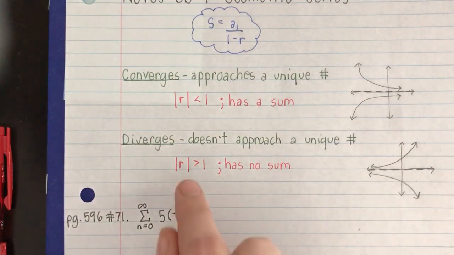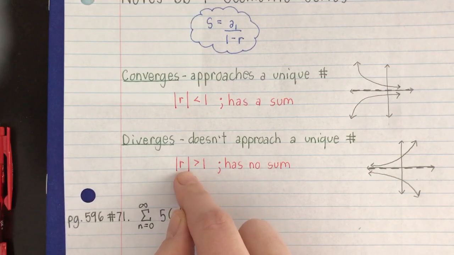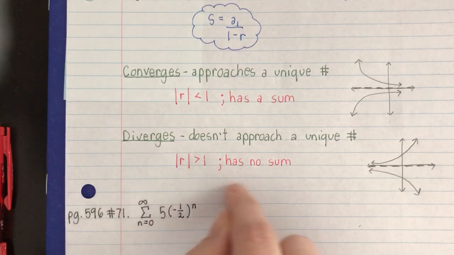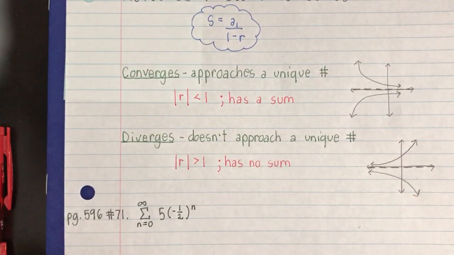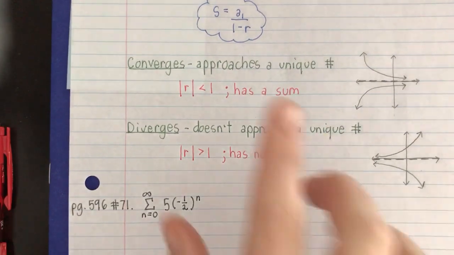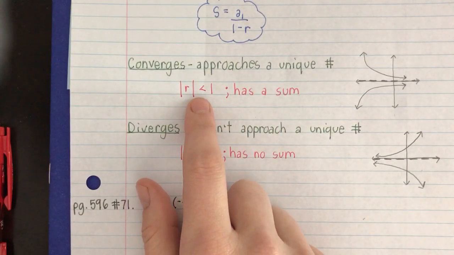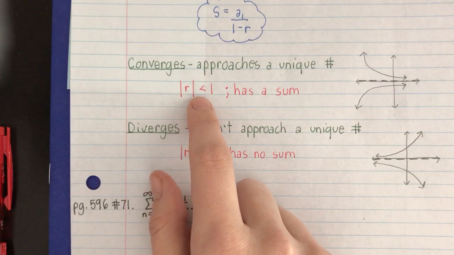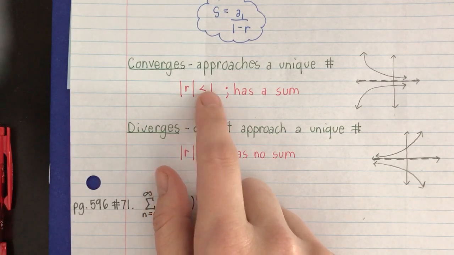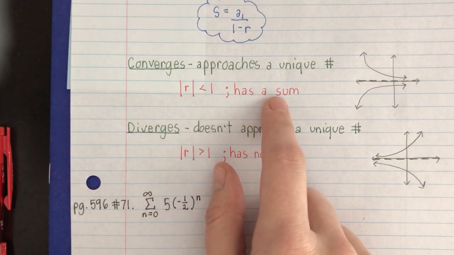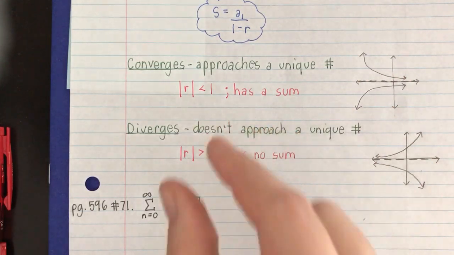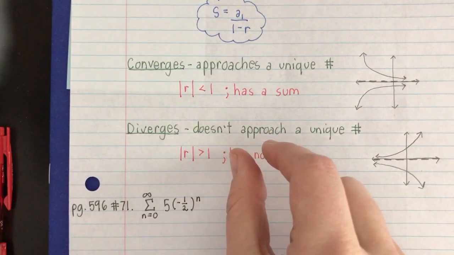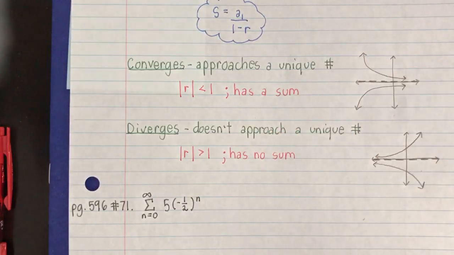This makes perfect sense, because if you keep multiplying by a value greater than 1 to get to the next number, that's going to keep increasing, and there's no way to sum that value up. This also makes sense because if you're multiplying by something like a half or a third or 2/3, something less than 1, then the number is going to keep getting smaller and smaller until it can't get much smaller anymore, and it's going to approach some value.